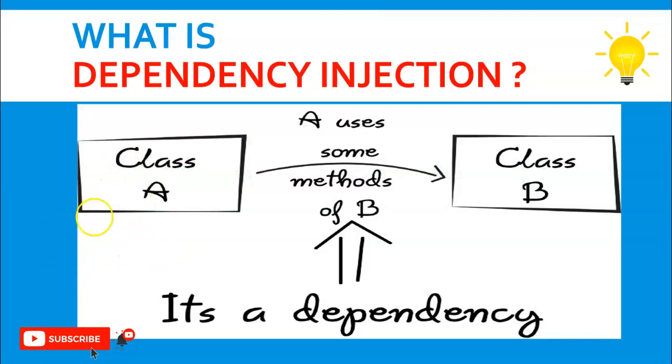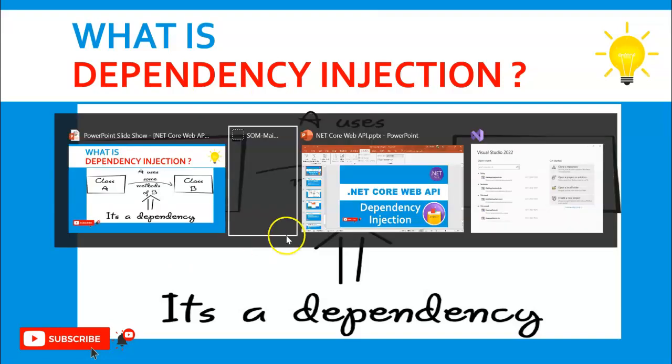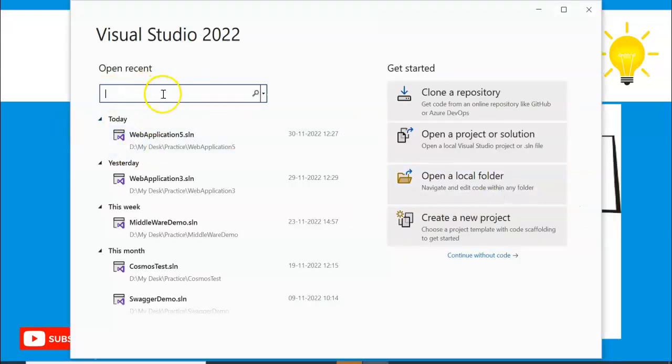So in our previous approach, what we are doing is: class A, class B, then A uses some method of B, so we just declare an object, then the method name. Let's do the same thing first, then we will modify it to dependency injection. So here I am using Visual Studio 2022. Create a new project.